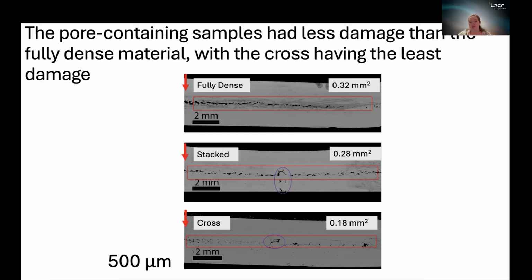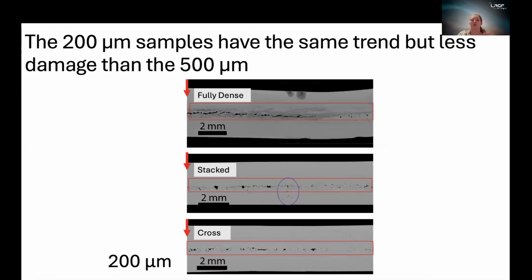So for the 500 micron pores, the cross has the least damage, but both of these configurations have more damage than the single pore example. But this trend flips when we start to look at the 200 micron sample. So again, the fully dense sample, 0.32 millimeters squared damage.